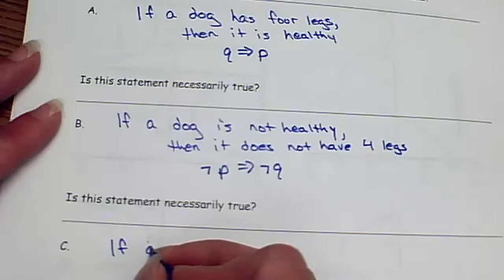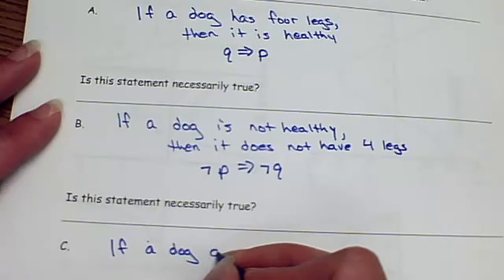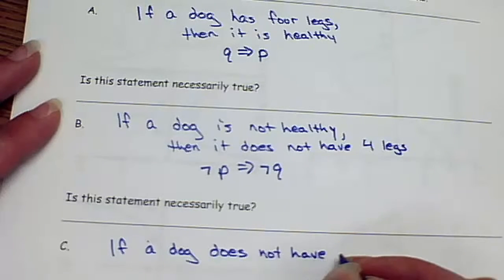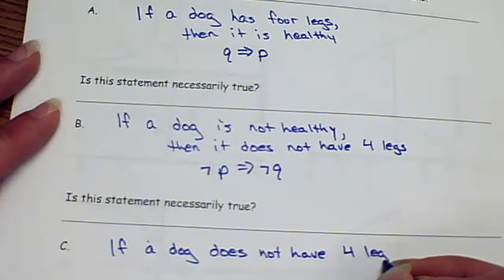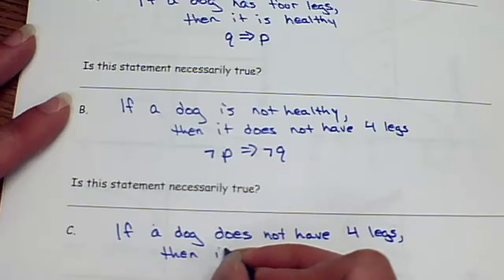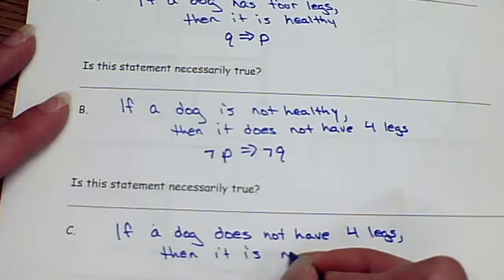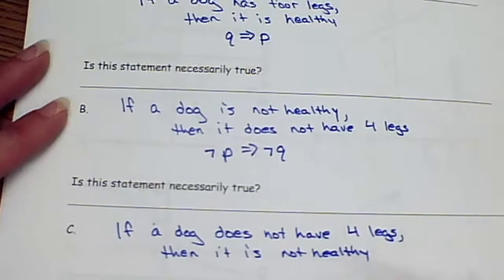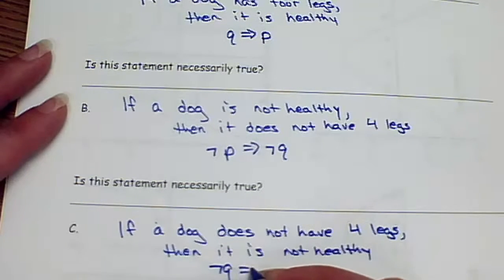If a dog does not have 4 legs, then it is not healthy. It really doesn't matter if these make sense or not. We're just playing with the order of things.